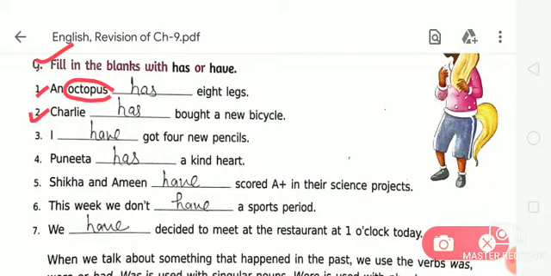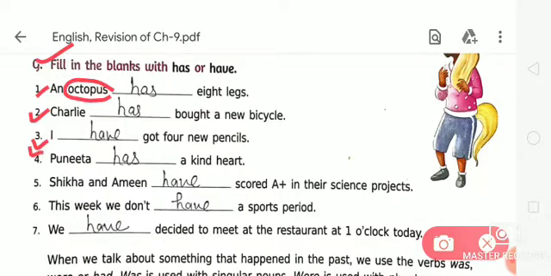Second is: Charlie dash bought a new bicycle. Students, here is the word Charlie. Is the subject Charlie singular or plural? It is singular, so we have to use "has" here: Charlie has bought a new bicycle. Third is: I dash got 4 new pencils. What will be used with I? We will use "have" with I. So: I have got 4 new pencils.